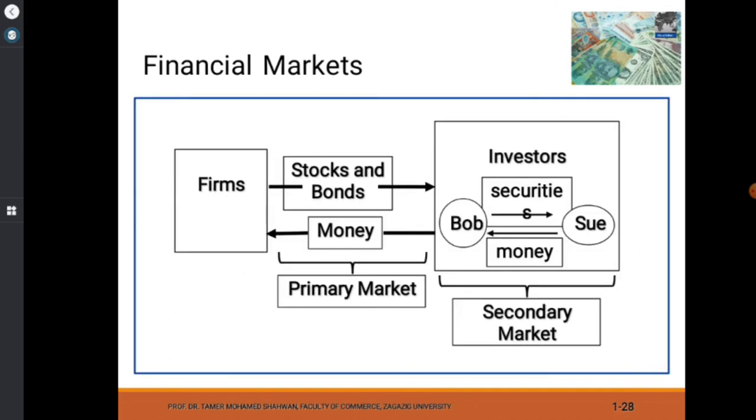As you see, this figure gives you the main difference between the primary market and the secondary market. The primary market is where the trade is done for the first time, issuing a security for the first time between firms and investors. The firm is going to issue stocks and bonds to the investors, and it is going to receive the money that will be used for funding its investment. This will be done in the primary market.